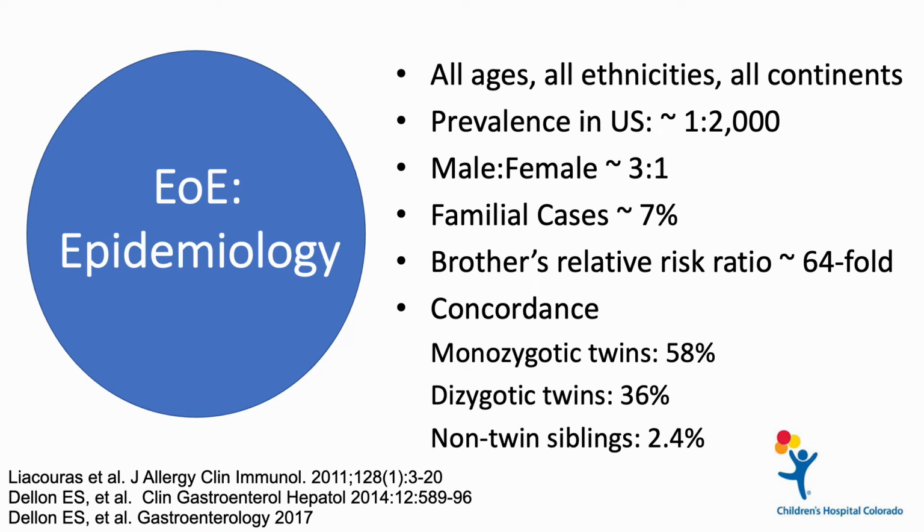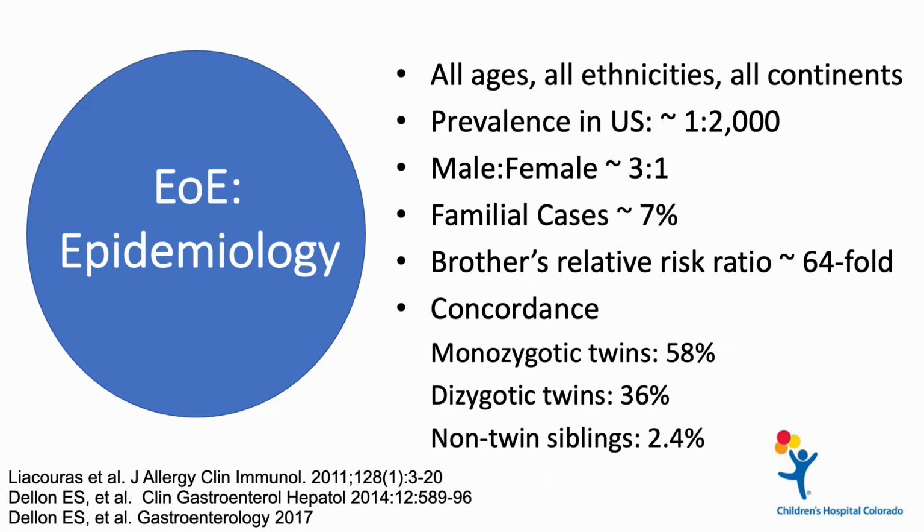So EoE can affect all ages, all ethnicities, and has been found on all continents. In the United States, the prevalence is about 1 in 2,000. There's a male-to-female ratio of 3 to 1, meaning about 75% of the patients we see are males. You can see familial cases in about 7 to 10% of the cases we see. The brothers' relative risk ratio is about 64-fold higher than the normal population.